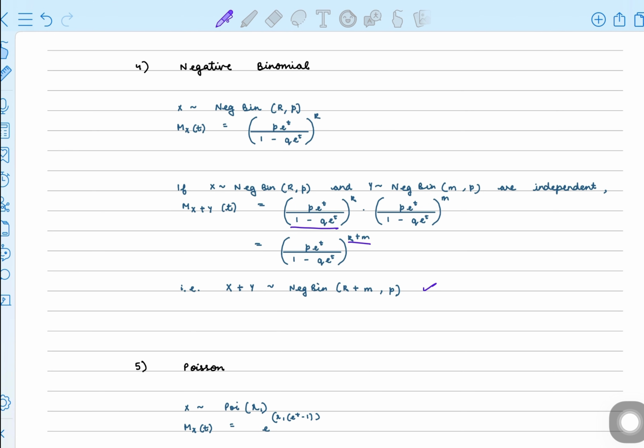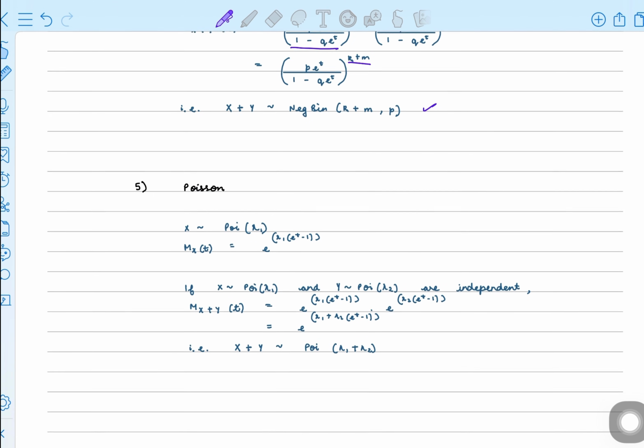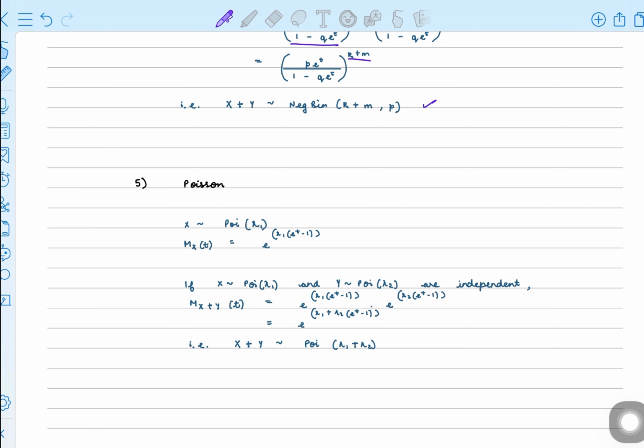At last, for discrete distributions, we have the Poisson distribution. If x follows Poisson with the parameter lambda 1, then the MGF for it is given by e to the power lambda 1 into e to the power t minus 1. Now if we have the same random variable x as before and another random variable y, which has the parameter lambda 2, such that both of these random variables are independent, then the MGF is given simply by multiplying both of the individual MGFs and adding their powers.